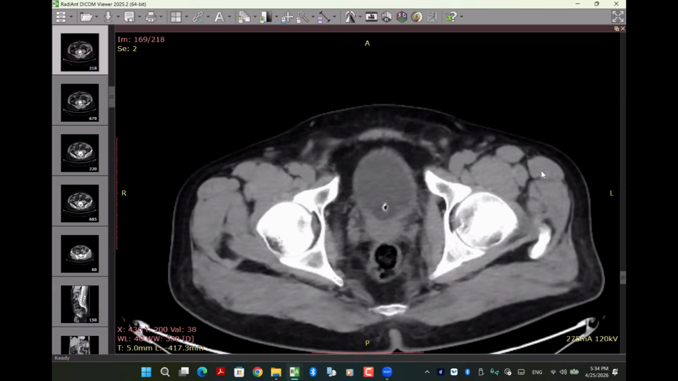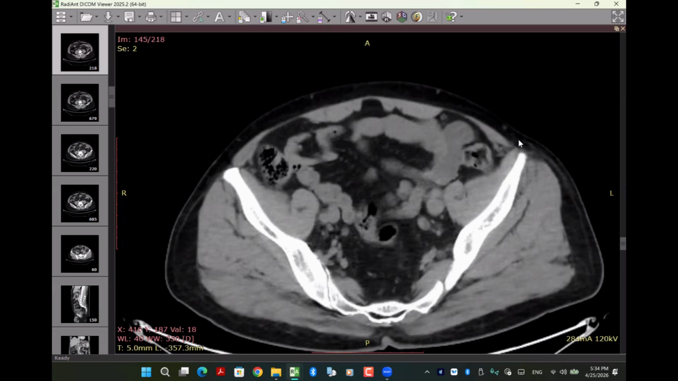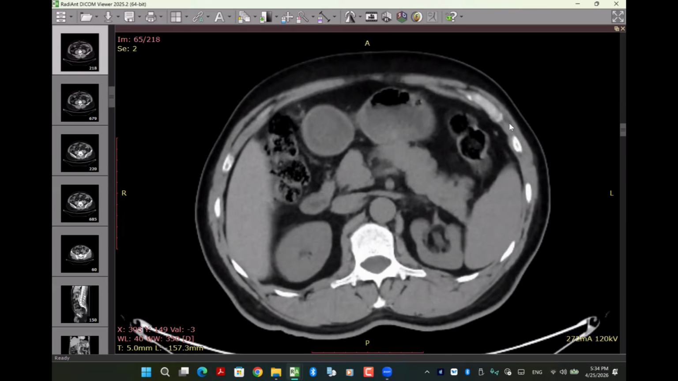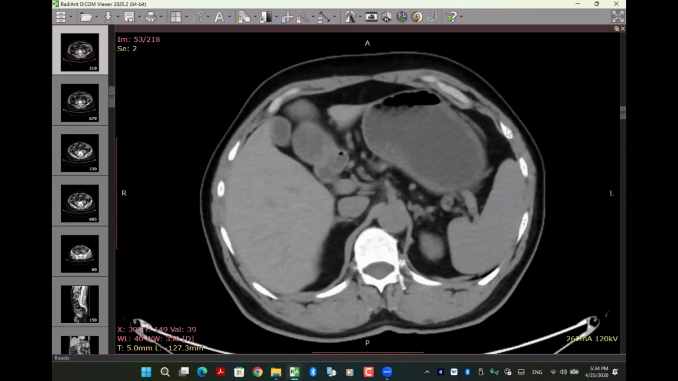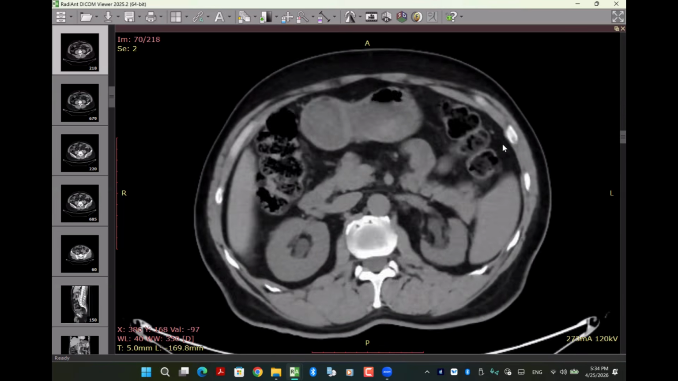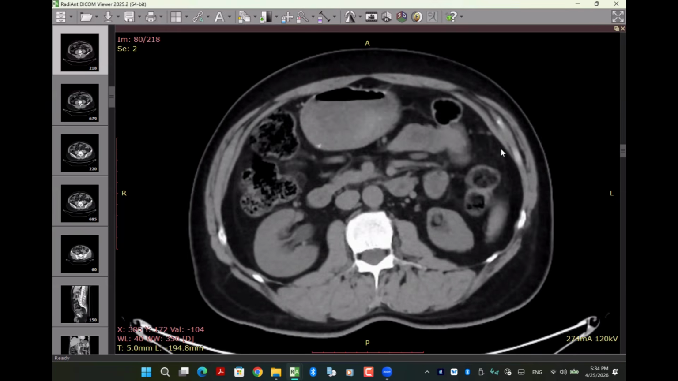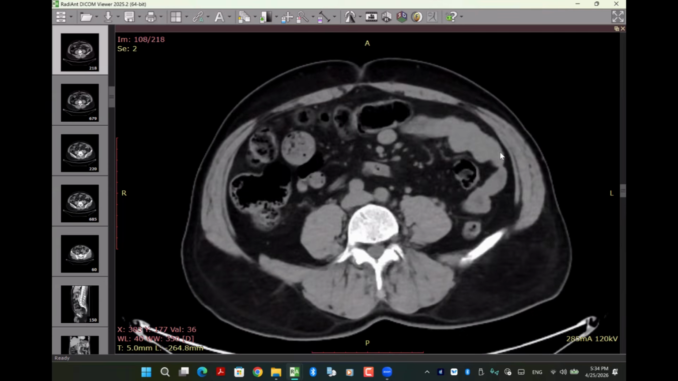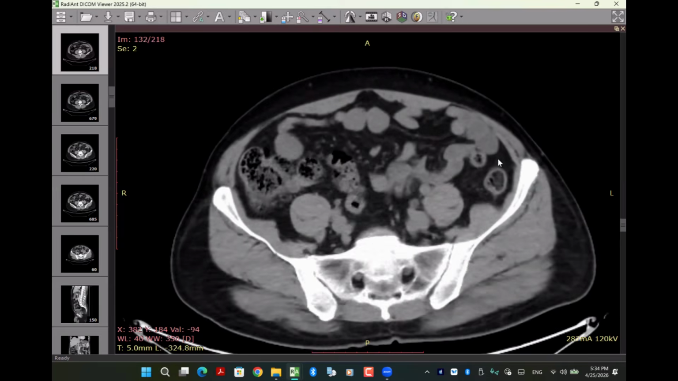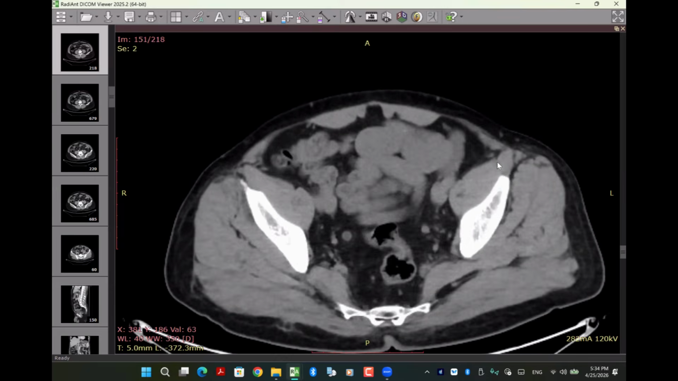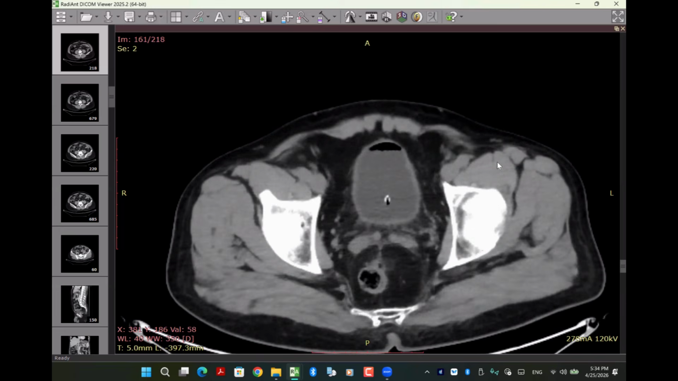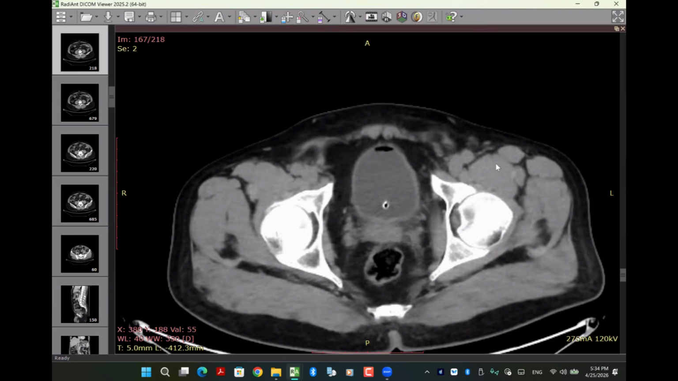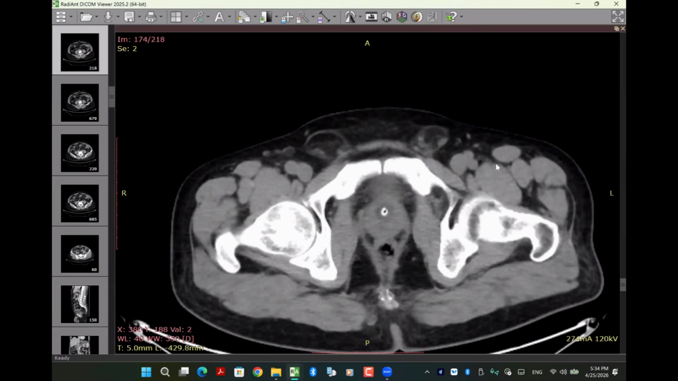Now I will move to the left side. Quickly I will go to the left kidney, and a small calculus is seen in the lower pole of the left kidney, a small concretion, and minimal hydronephrosis is seen. The left ureter is also minimally dilated. I'm tracing it inferiorly up to the bladder, and there is no stone seen in the left ureter also.